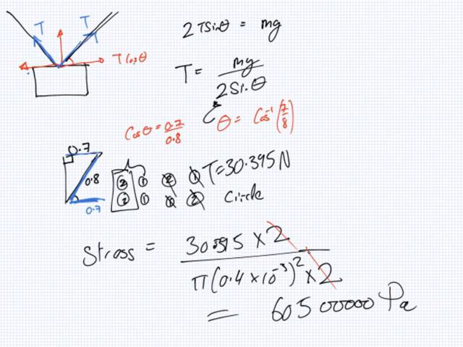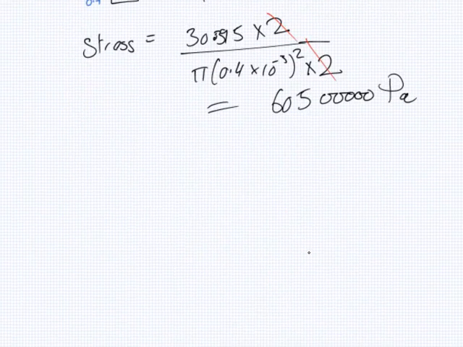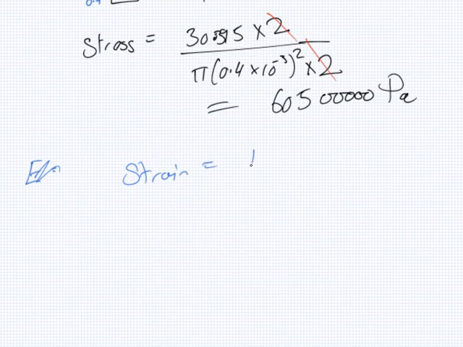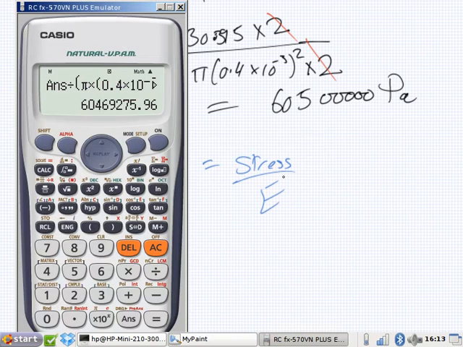Okay. Next part. What do they want for the next part? Strain. So I think we said Young's modulus equals stress over strain. So what does strain equal? Stress over strain. Yeah, Young's modulus. Oh, that's nice and easy now, because what's Young's modulus for this question? 1.217 times 10 to the power of 11.